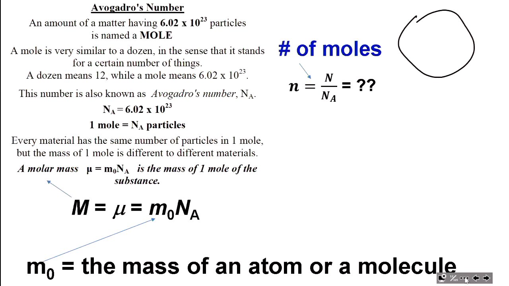Well, we have to count how many particles is inside a specific container, and then we have to calculate the ratio of that actual number of particles divided by the Avogadro's number. That will be the number of moles. However, of course, it's really, really hard, inconvenient, trying to count the number of particles. It's huge.